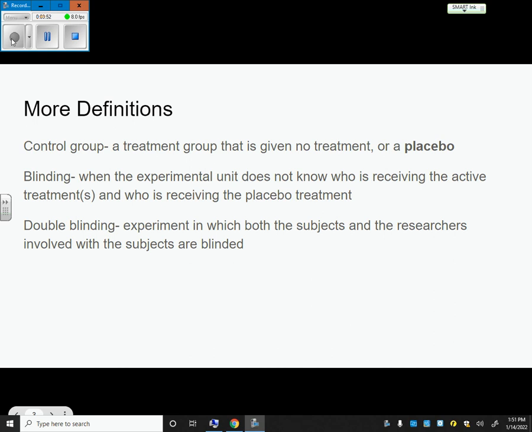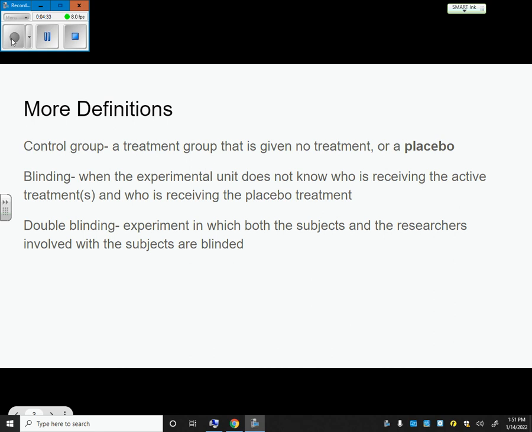Sometimes blinding an experiment is good. When you blind an experiment, that makes it so that, hold on, I had this backwards earlier. When the experimental unit does not know who is receiving the active treatments and who is receiving a placebo. So blinding, you can't really do that with glasses of milk, right? You're going to know whether you're drinking 5 glasses of milk or 10 glasses of milk. But we'll look at one in a minute where we're going to talk about blinding. And then double blinding is where neither the experimental units nor the researchers would know who is getting what treatment. You'll look at those in your practice problems.